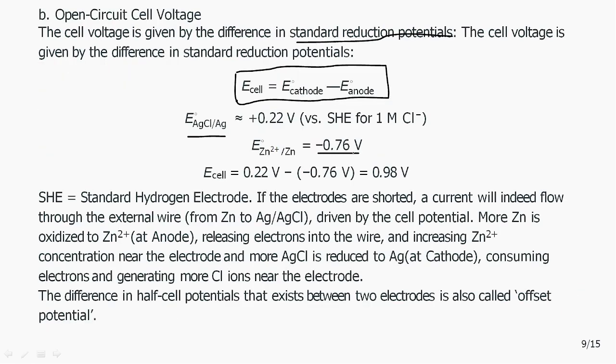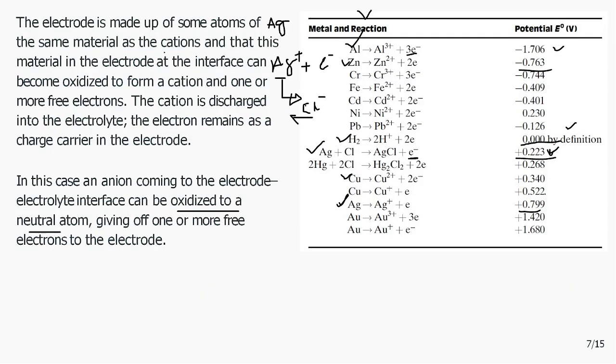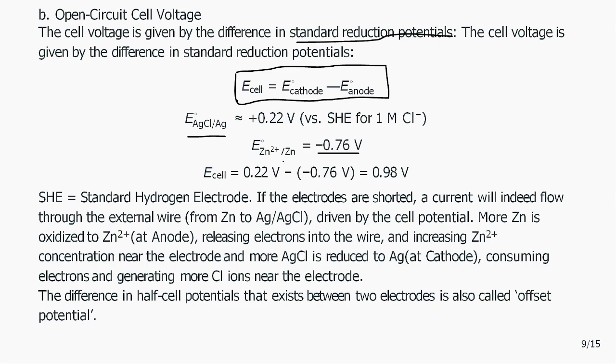And zinc is minus 0.763 volt. Okay. So, this can be calculated by just subtracting E cathode minus E anode. So, we are getting 0.98 volt as the potential developed across this due to this electrochemical reaction. And this potential is known as offset potential. The difference in the half cell potentials that exist between these 2 electrodes is known as offset potential.